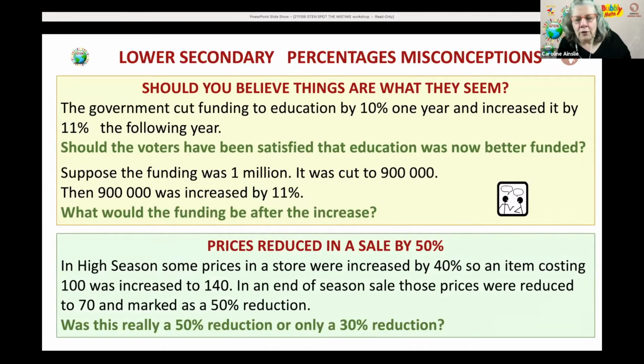This is an example of how understanding percentages really matters. And there are so many areas where this applies to real life. Now, Tony actually told me the other day, I didn't realize our government has just done exactly this. They cut funding by, let's say, 10%, more than 10 years ago. And now they've increased the funding, let's say by 11%. But the question is, when you add 11% to 90% of the original, do you have more, less, or the same as you had in the first place?